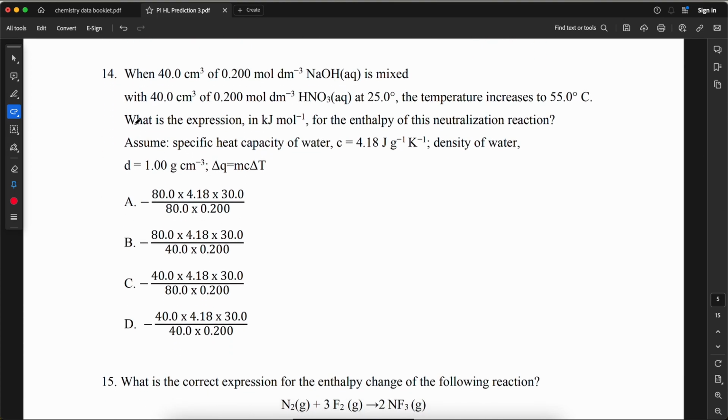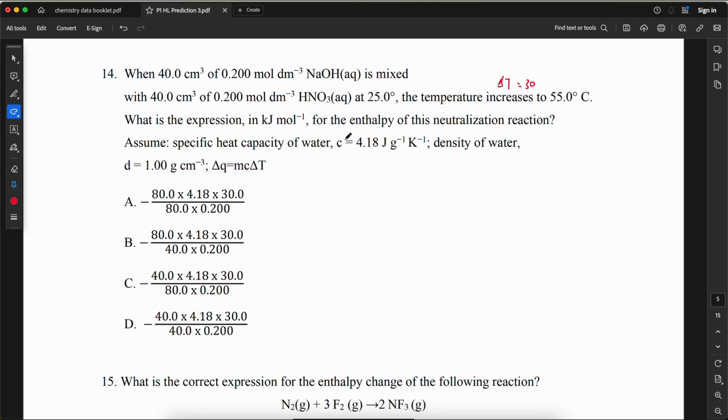When 40 centimeter cube of 0.2 molar NaOH is mixed with 40 centimeter cube of 0.2 molar HNO3 at 25 degrees, the temperature increases to 55 degrees Celsius. So delta T would be 30. What is the expression in kilojoule per mole for the enthalpy of this neutralization reaction? Assume specific heat capacity of 4.18 joule per gram Kelvin. Density of water is 1 gram per centimeter cube.